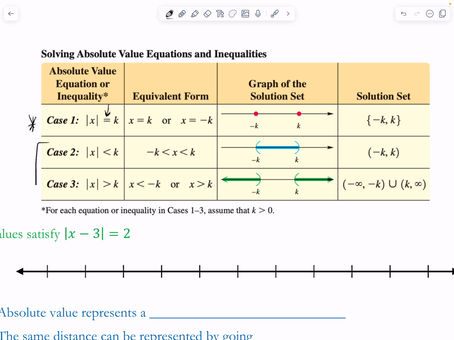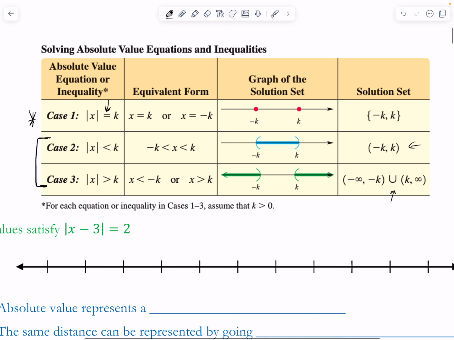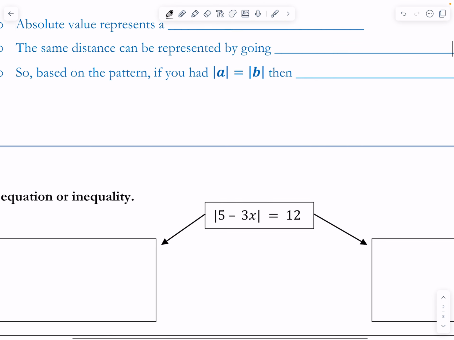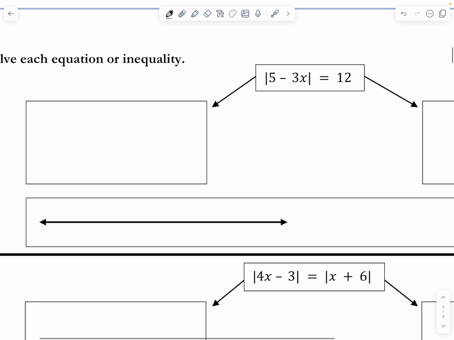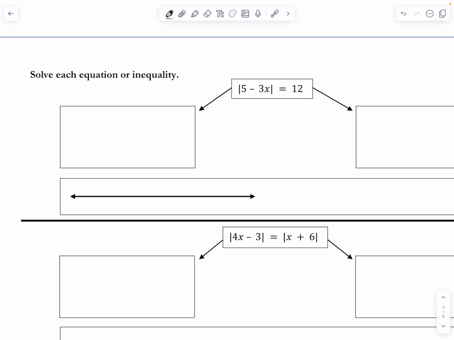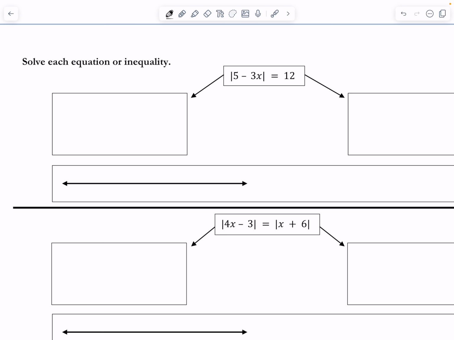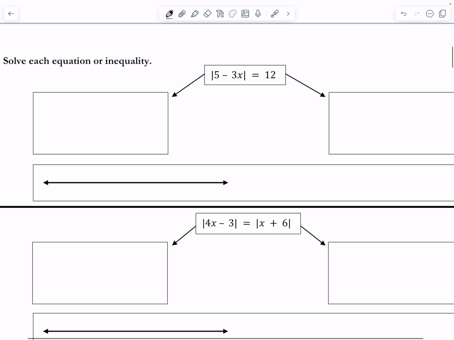Now, for cases 2 and 3, because you have inequalities, you're going to have a range of values. You can notice with the solution set, in our interval notation, and we've talked already about that union, because we have 2 different sets in terms of the answers for the greater than. Okay, so let's do a couple of examples of each of those cases, and then you can practice those on your own.